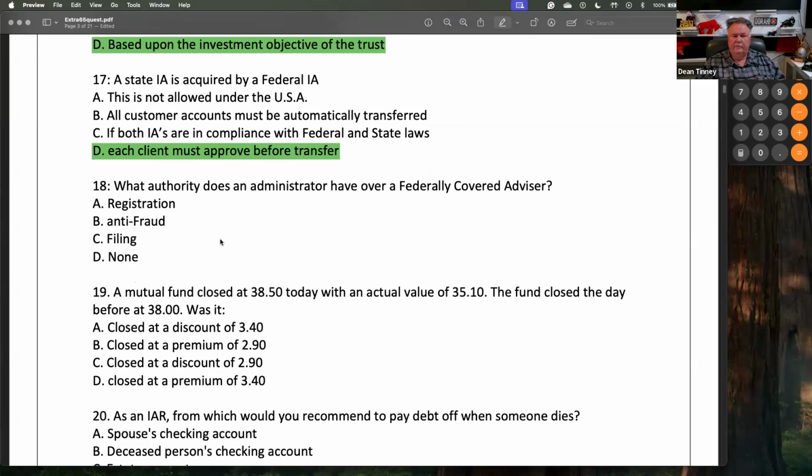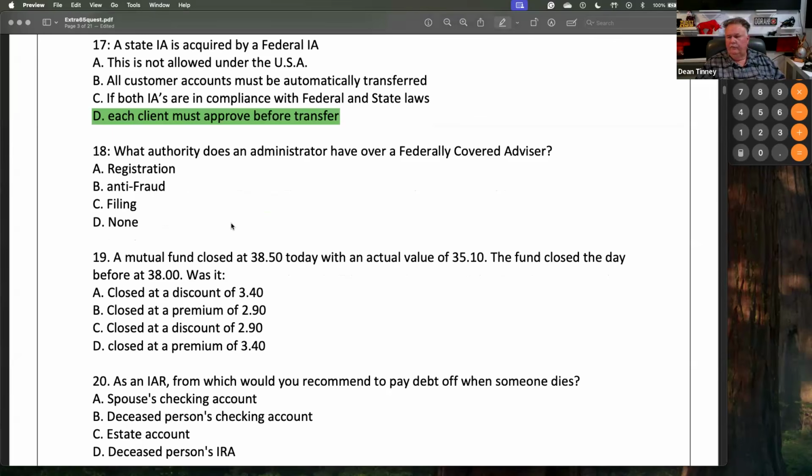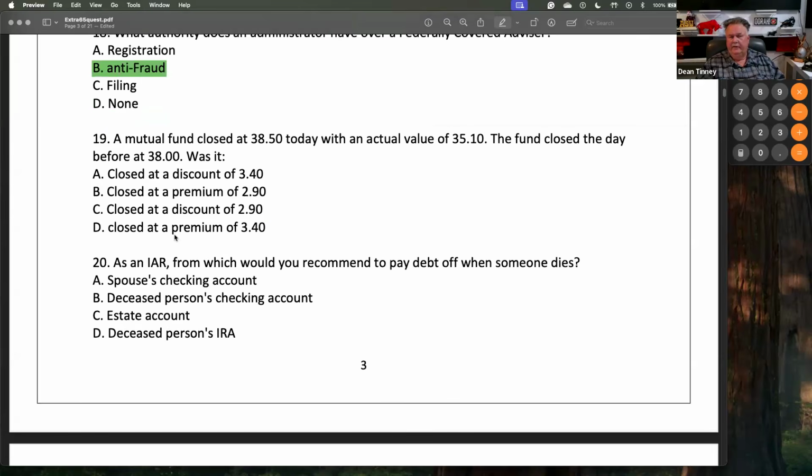What authority does an administrator have over a federally covered advisor? Anti-fraud. Right on. Very testable. No one and nothing is exempt from the anti-fraud provisions of anything, Uniform Securities Act, 33 Act, 34 Act, whatever it is.